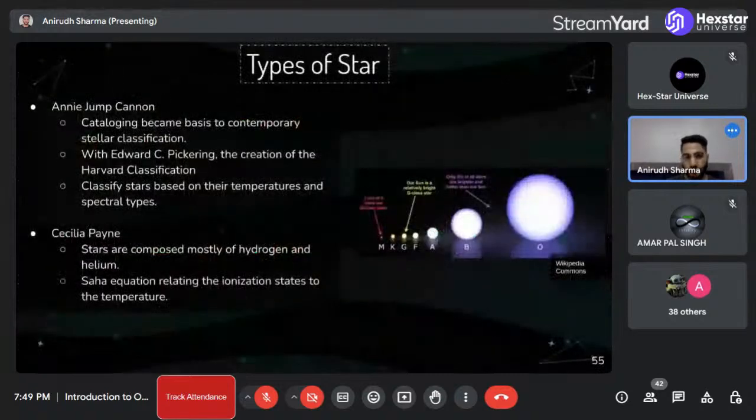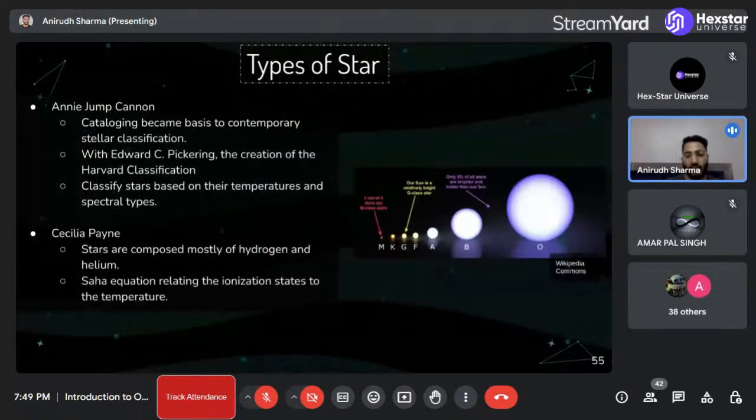और अब आ जाते हैं टाइप्स ऑफ स्टार पे। So types of star were initially not defined, and the person who did this was Annie Jump Cannon, and she started to catalog the stars on the basis of their temperature and brightness.